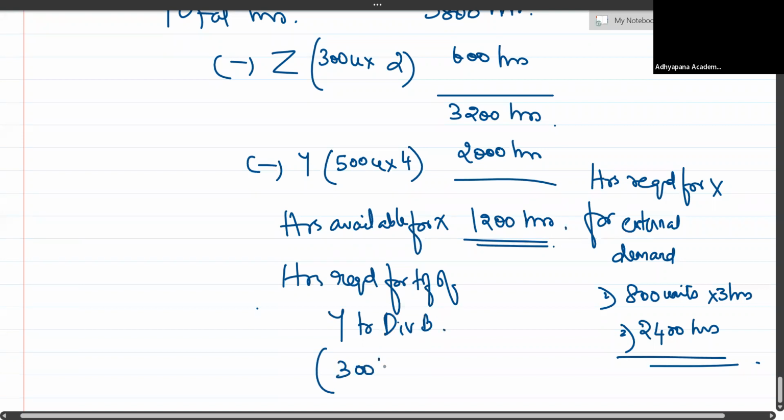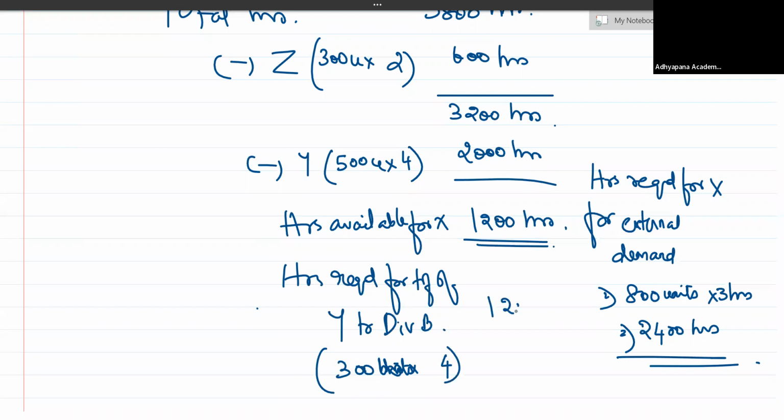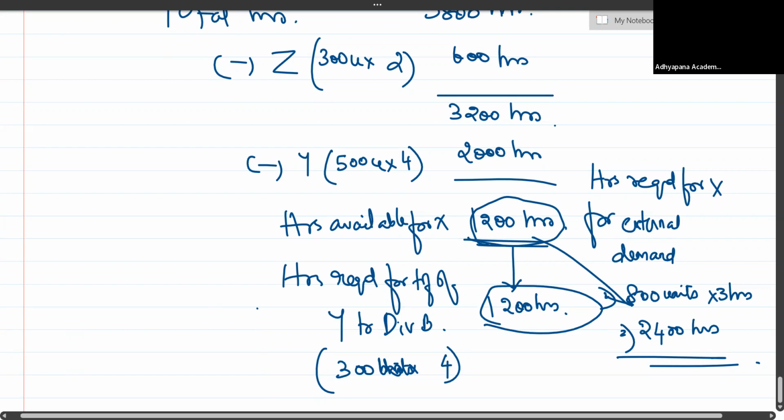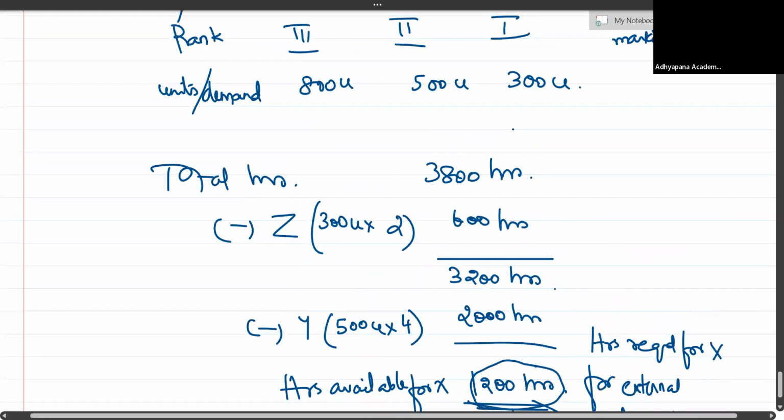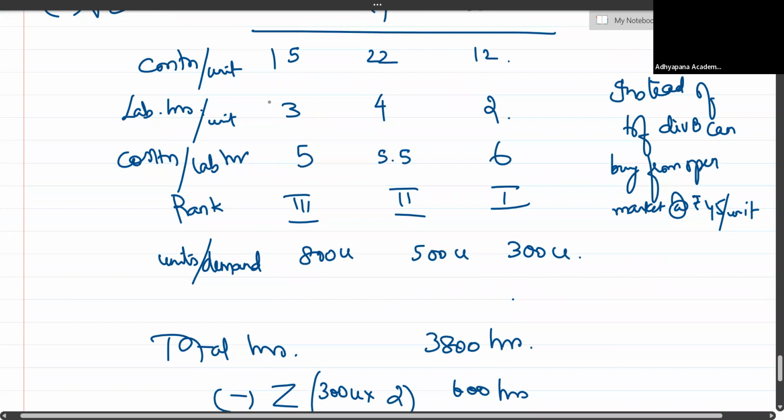How many units of transfer they said? 300 units. For that 300 units, how many hours per unit? Per unit of Y requires 4 hours, which means this requires 1,200 hours, right? Now, I have only 1,200 hours available. I can either give it to Y for division internal transfer, or I can honor the external market. I cannot do both. So, which one will I choose? I will choose to honor the internal transfer only. Why? Because that available 1,200 hours, if I take it up for X, what will happen? I can meet only 50% of X's demand.